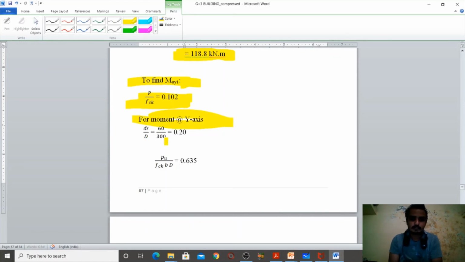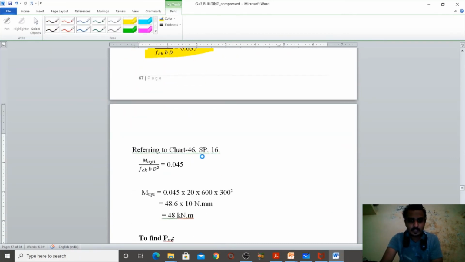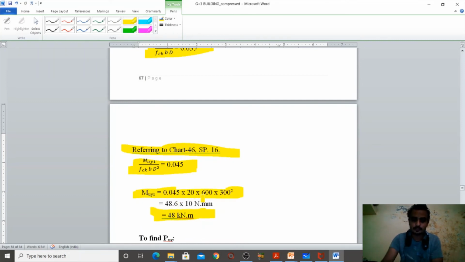Same method for MUY1. PU by FCK, moment about x axis, y axis. From the chart 46, MUY is 0.045. So MUY1 is 0.48 kilonewton per meter.